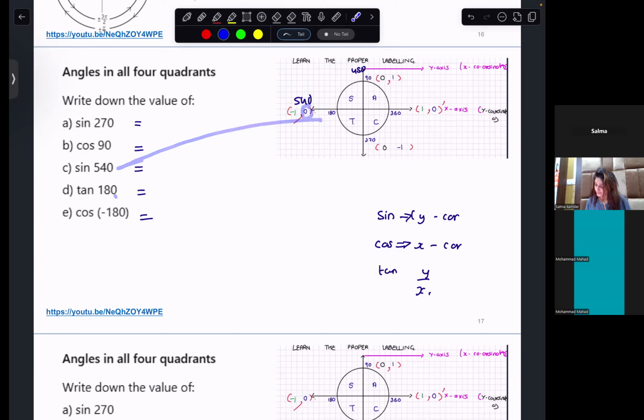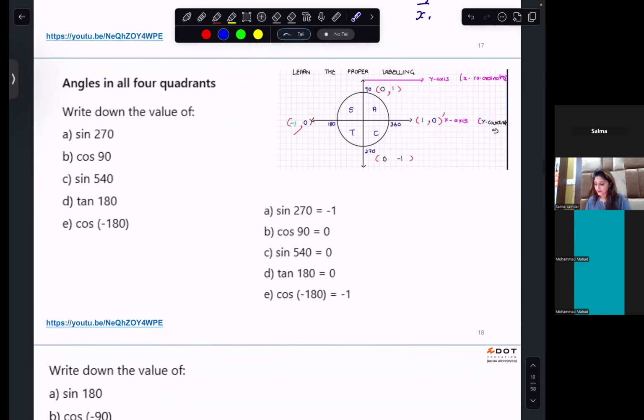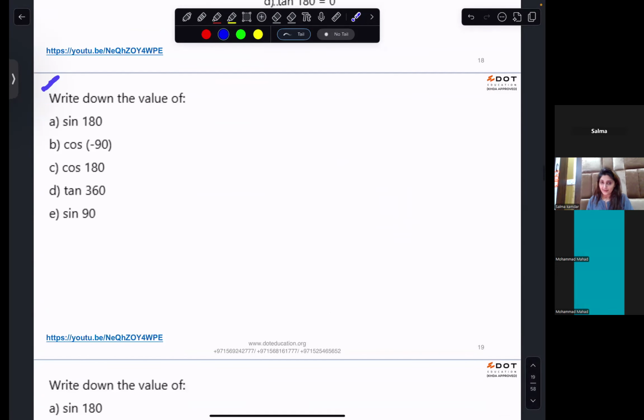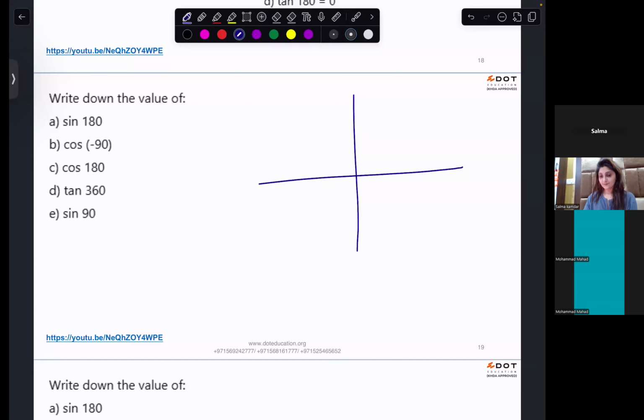Tan 180 is going to give us 0. Y by x. Yeah. 0. Cos minus 180. I'll come to this later. It's a negative angle. I will teach you this later. You will try this. I will wait for you. Try to recall how you will make this.